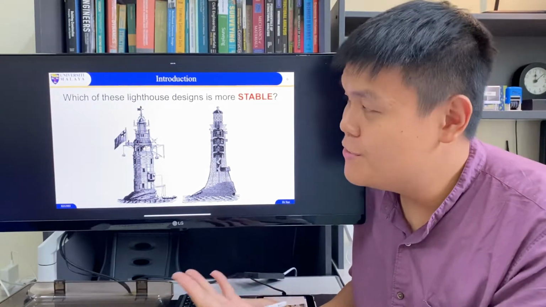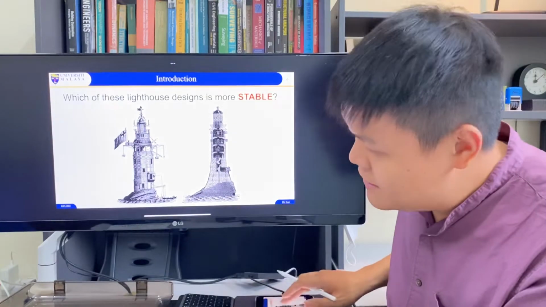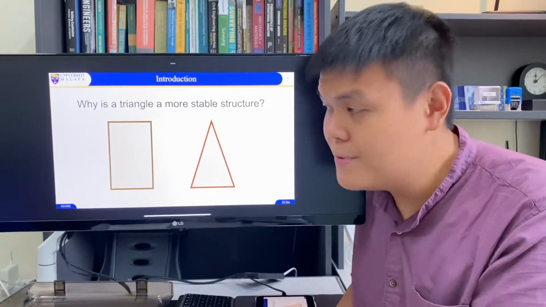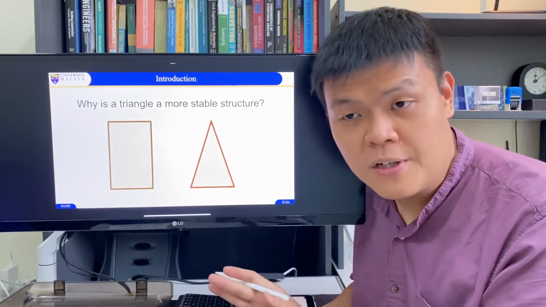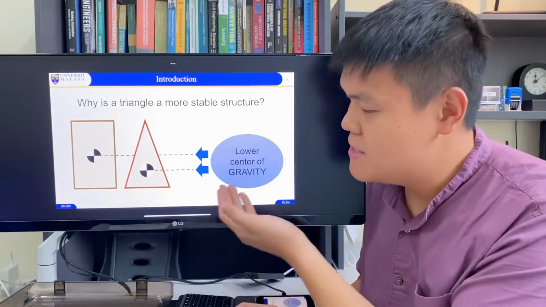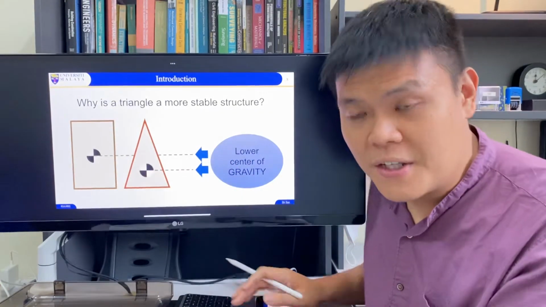Now, which one do you think is more stable? This one or this one? Well, let's look at the shape. The one on the right is more of a triangular shape, while the one on the left is more rectangular. And a triangle is more stable because its center of gravity is lower than the rectangle's.